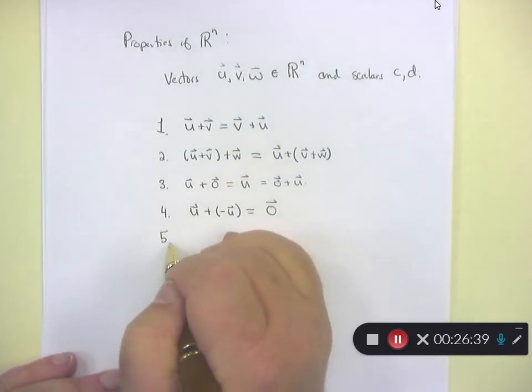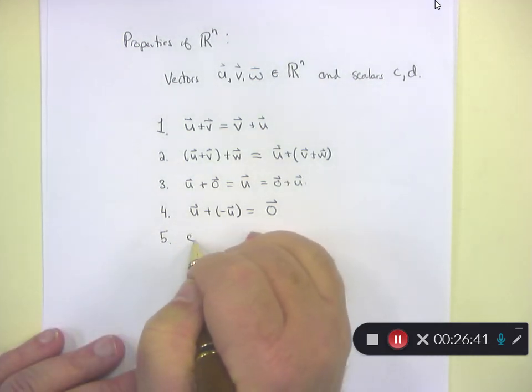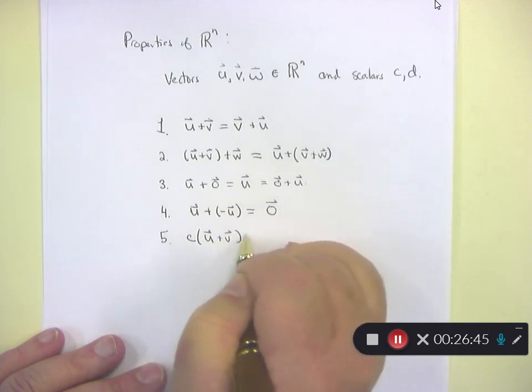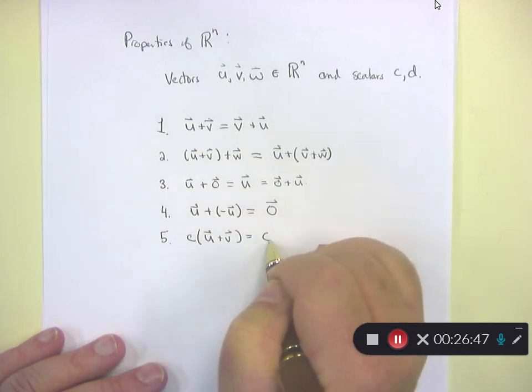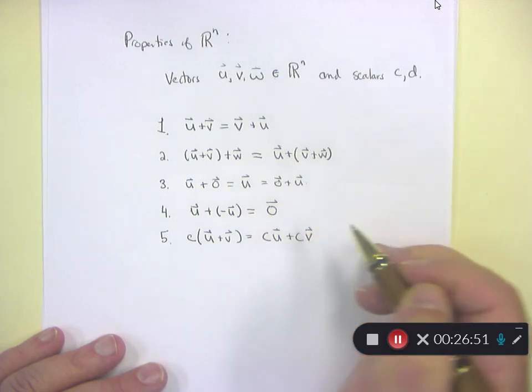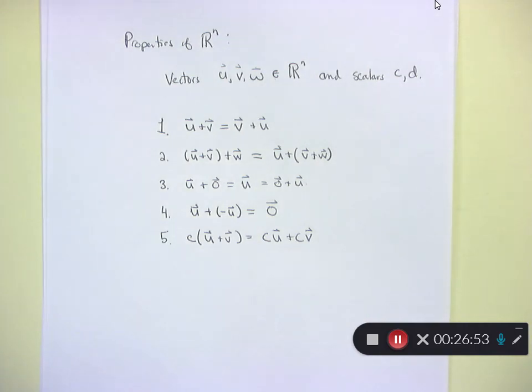Property number 5, if I take a scalar constant C multiplied by vector U plus vector V, that's the same thing as taking constant times vector U plus taking that same constant multiplied by vector V. So in other words, you can distribute a constant through when you're adding or subtracting vectors.